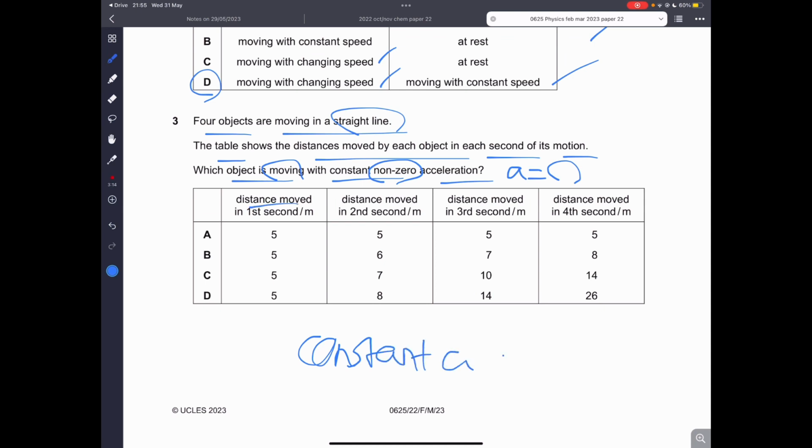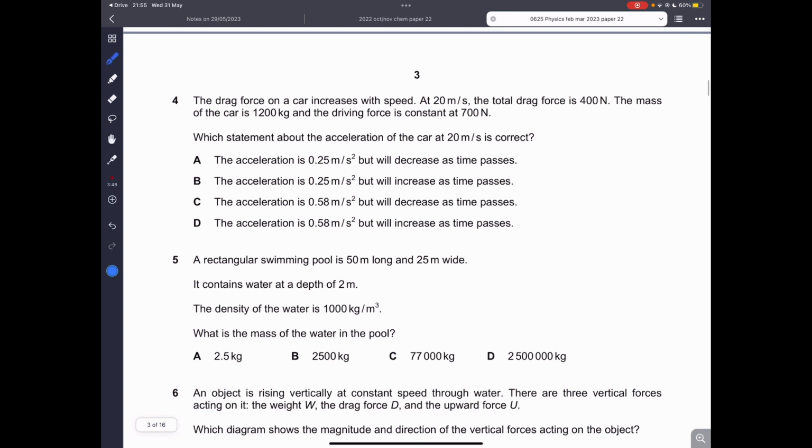And here, when we look at this, distance in first second, distance in second second, distance in third second, distance moved in fourth second, well, here we can see that the A option is all given 5, so there is no acceleration here whatsoever. In B, however, there is an increase of 1 meter of distance each second, so there is definitely an acceleration. And this acceleration seems to be constant because there's always a change of 1 meter per second, and therefore B is the correct answer. Now, question number 4.